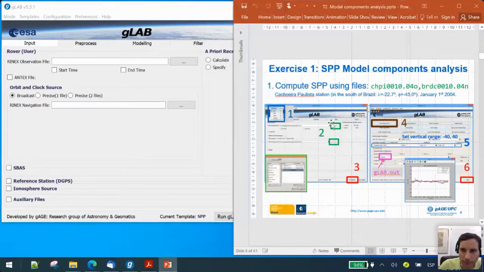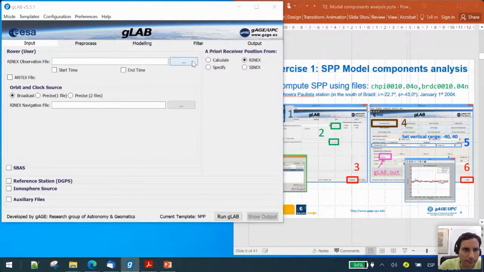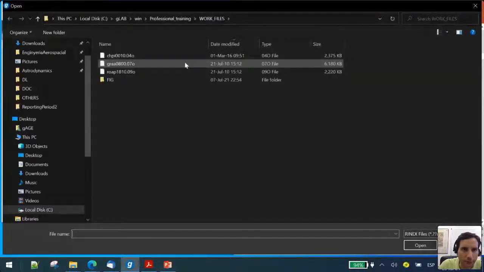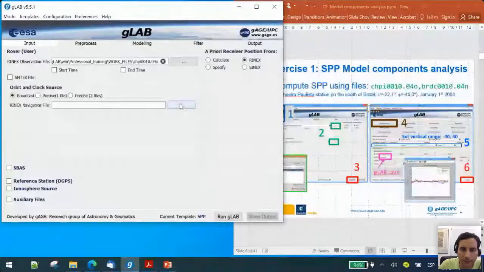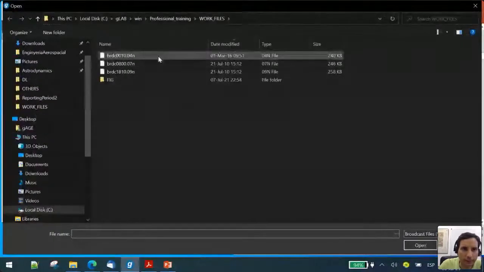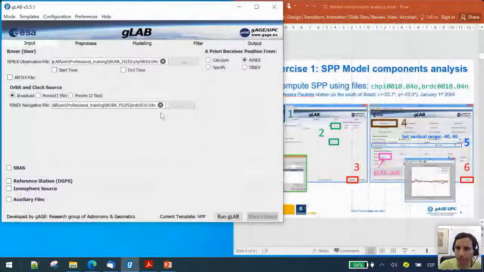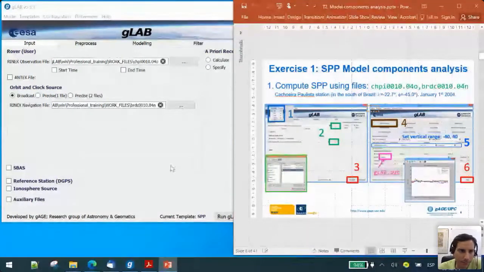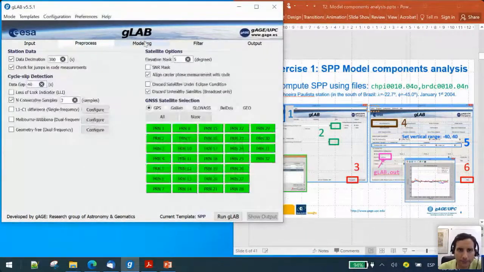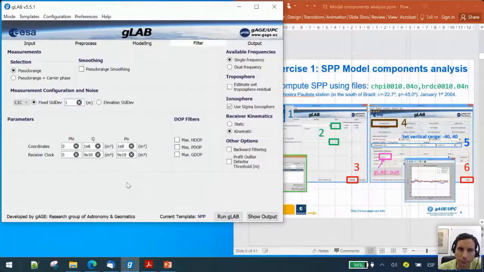So let's upload these 2 files, the Brazilian station, CHPI, and the broadcast file. This is in number 2. We leave everything else, all other tabs, without any change, so we keep the default configuration, and the last step is to run GLab. You can run GLab from any tab. You don't need to be in the input or in the output.